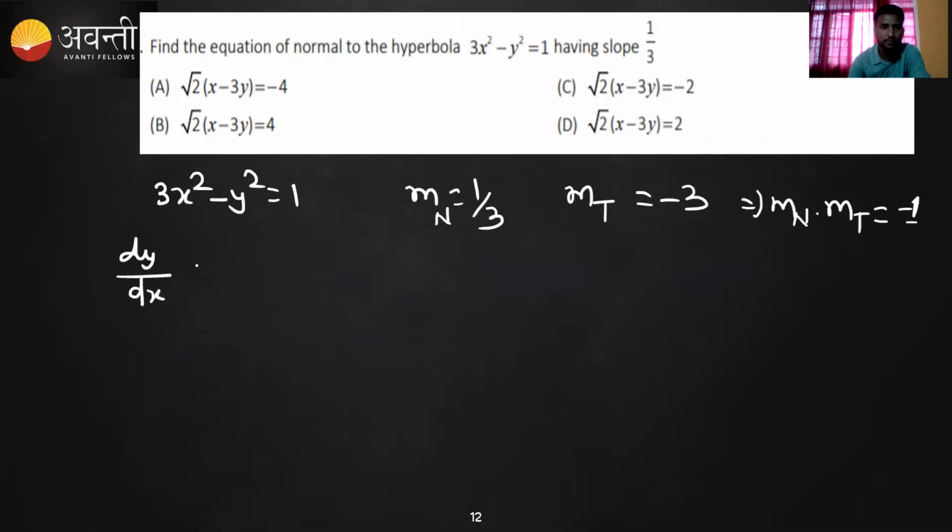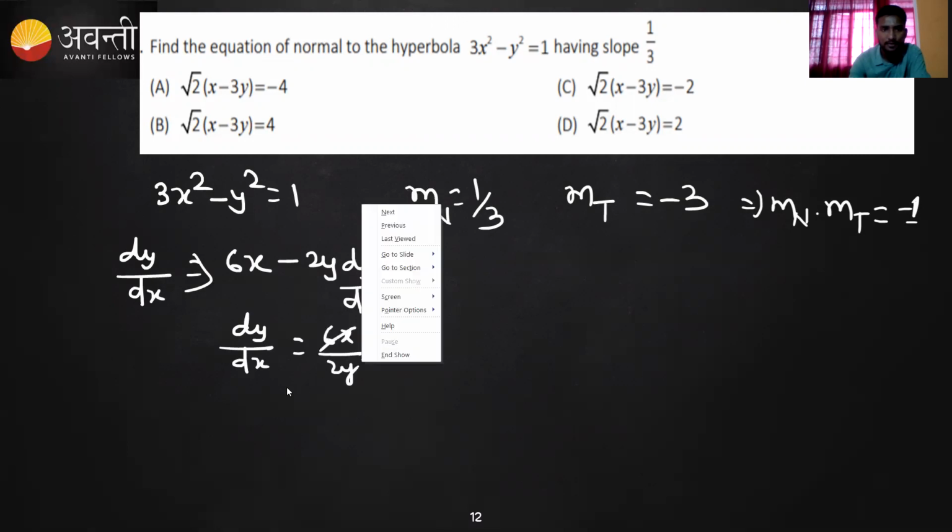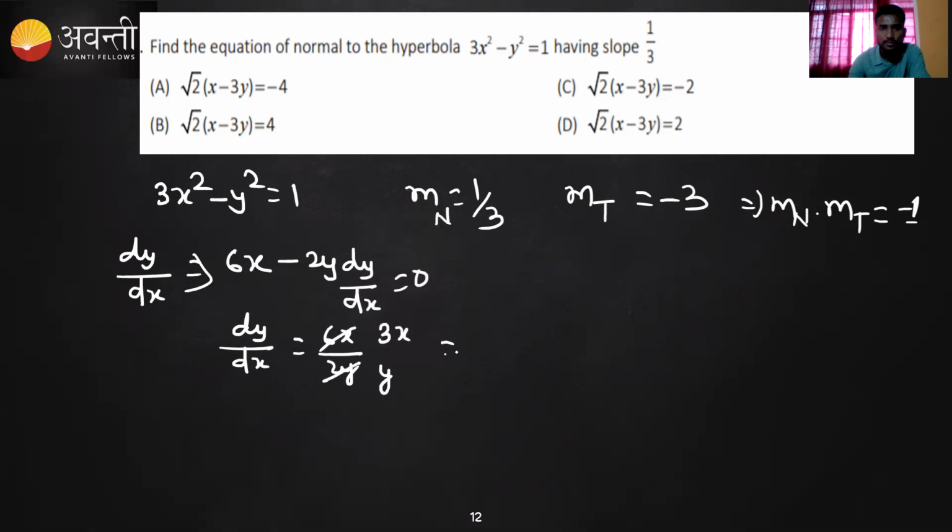So from here what we can write, it will be basically 6x minus 2y dy by dx is equal to 0. We have to find basically dy by dx. So from here dy by dx will be 6x divided by 2y. So it is 3x and it is basically y. So it is basically 3x divided by y.